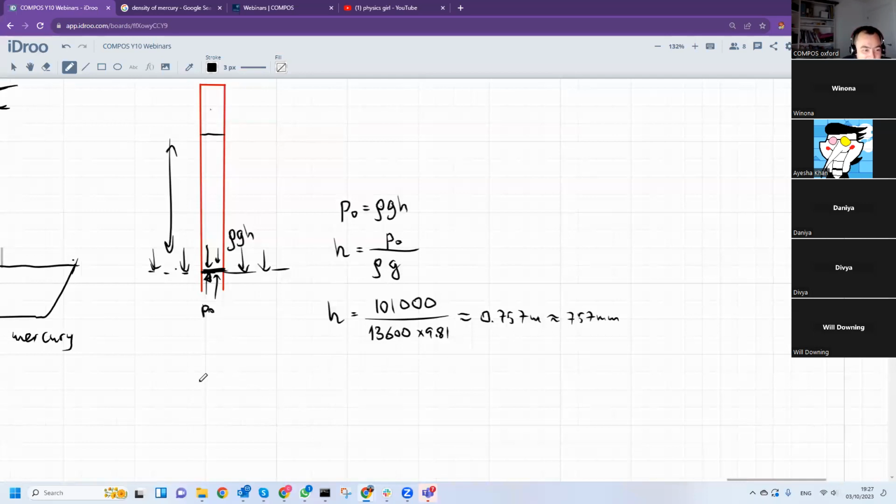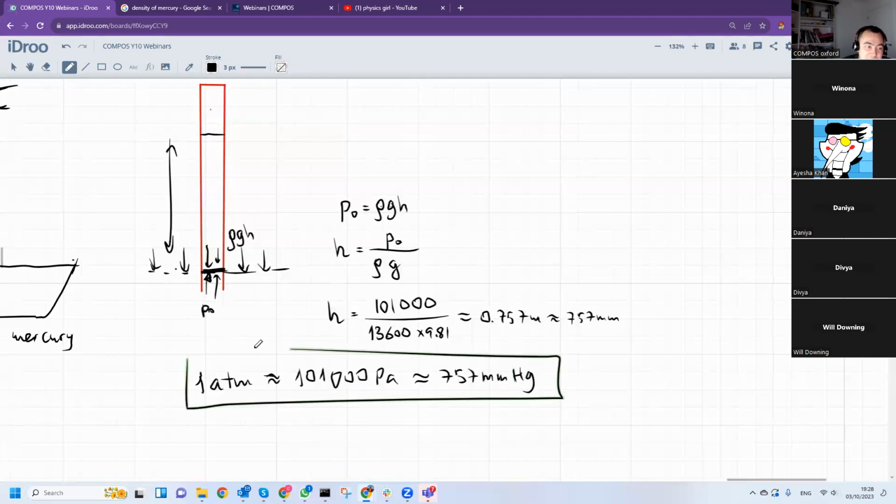So 1 atmosphere is approximately 101,000 pascals, and it's approximately 757 millimeters of mercury, mmHg. So this is another unit of atmospheric pressure. Basically, how high is the column of mercury that can be supported by the atmospheric pressure? Hope that makes sense. I'll stop here. I hope this was useful.